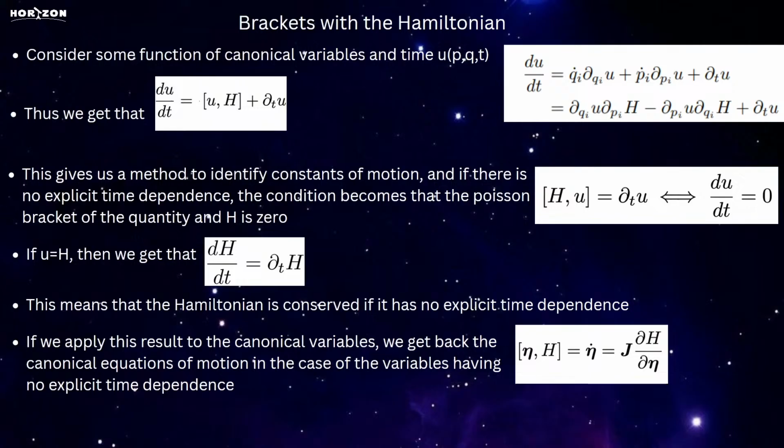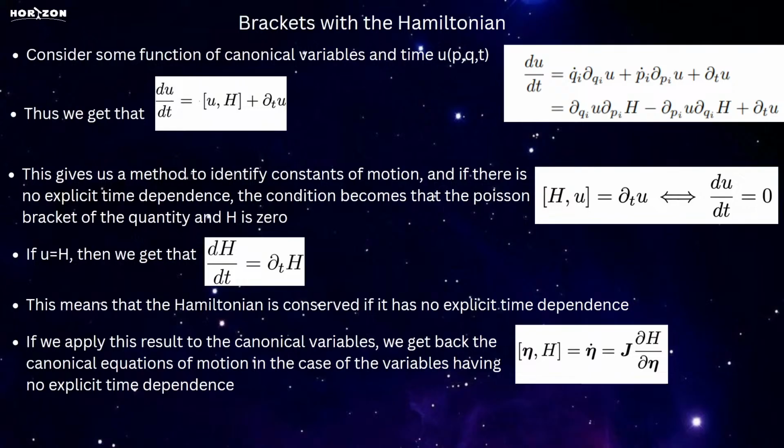Now, what is the significance of this? Let's say you want to find quantities such that du by dt is 0, but you don't know how the individual coordinates vary with respect to time. What you could do instead is evaluate this expression, the bracket of u comma H plus the partial of u with respect to t. And if this turns out to be 0, then we know that du by dt is 0. This gives us a method to identify constants of motion.